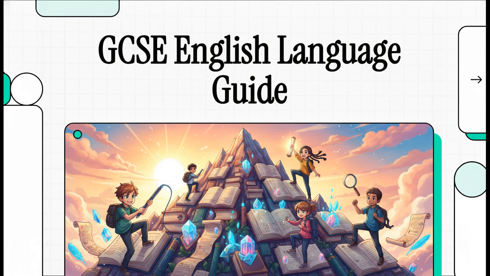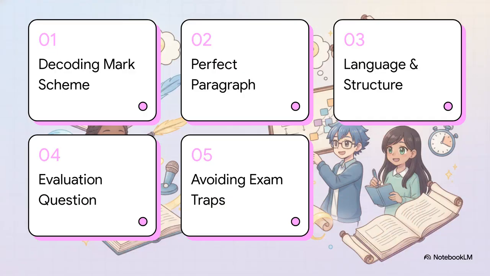We're going to demystify exactly what the examiners are looking for, pulling the cheat codes directly from official examiner reports and mark schemes. To help you feel a bit less overwhelmed, we're going to level up your skills through 5 strategic stages today. First, decoding the mark scheme. Then, structuring your perfect paragraph. Third, analyzing language and structure. Fourth, mastering the evaluation question. And finally, avoiding common exam traps.